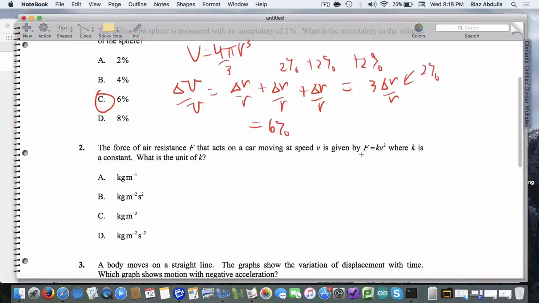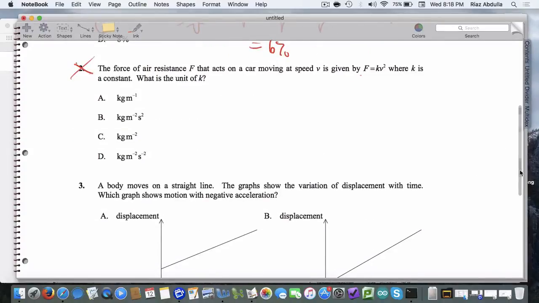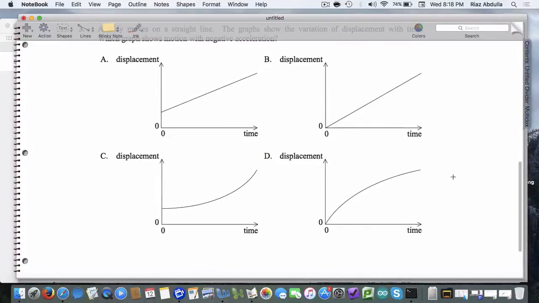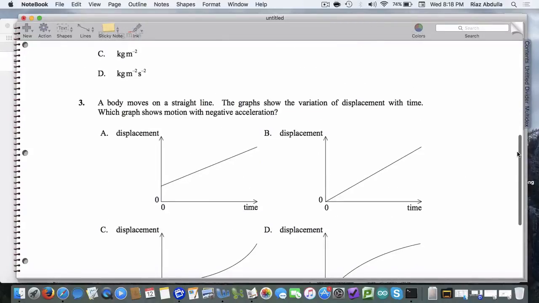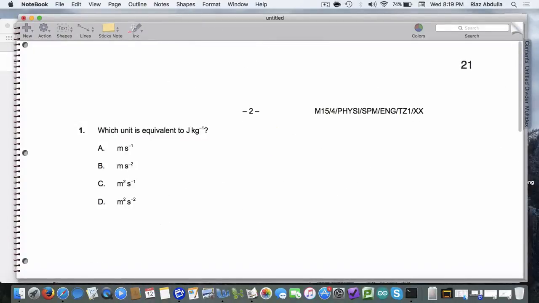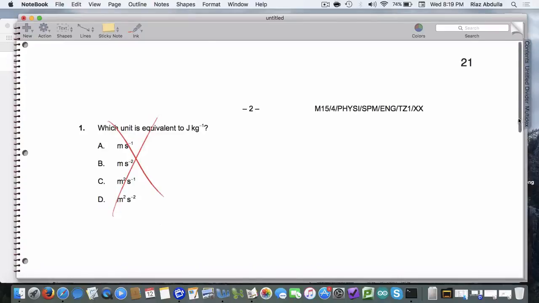Here, I would not give you this question directly, so let's just not worry about that. Displacement versus time, if we've got negative acceleration. So let's be clear, we're moving on a straight line. Which graph shows motion with negative acceleration? This one here. We're moving forward and slowing down. Here, we wouldn't do this unless I gave you units, so we're not going to worry about that.